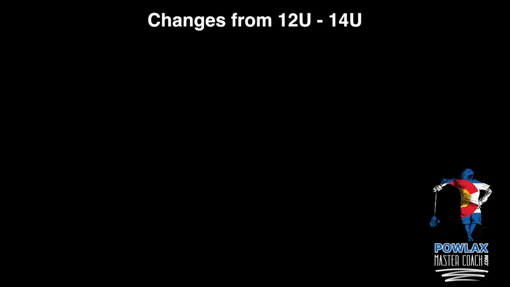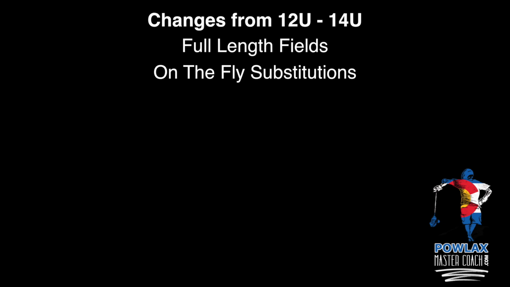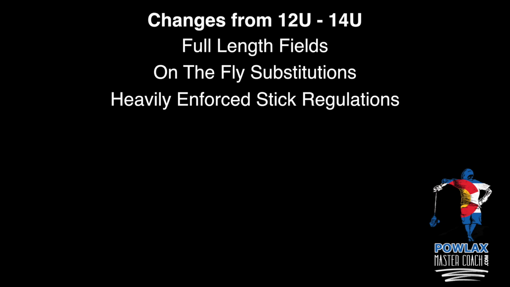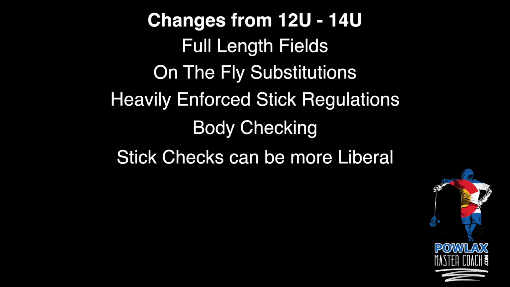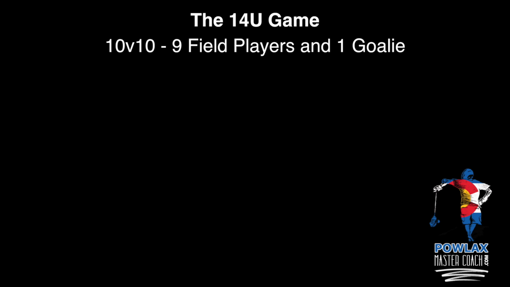Moving from the 12U to the 14U rule set, players will need to get used to full-length fields if they have not already been playing on them, on-the-fly substitutions. The regulations on sticks will be more heavily enforced. Body checking will now be legal. Stick checks can be more liberal, and there will no longer be a stoppage of play for ground ball scrum situations. The game will be played 10-on-10 with 9 field players and 1 goalie.